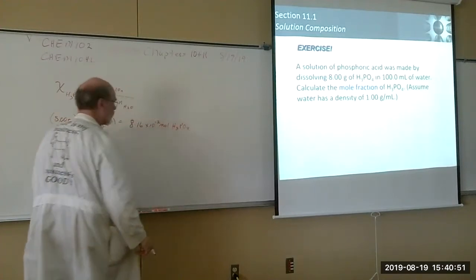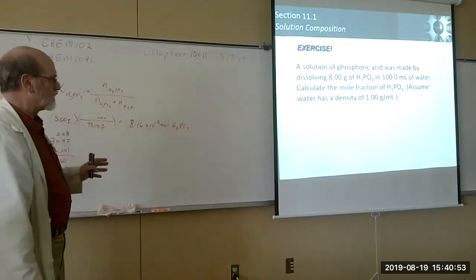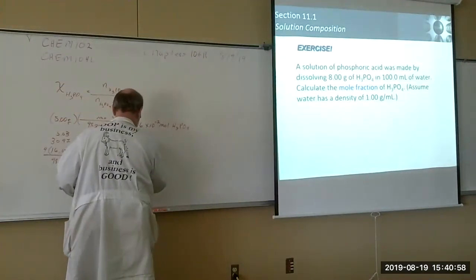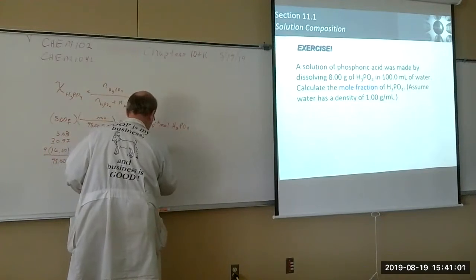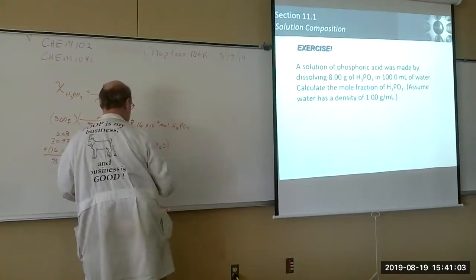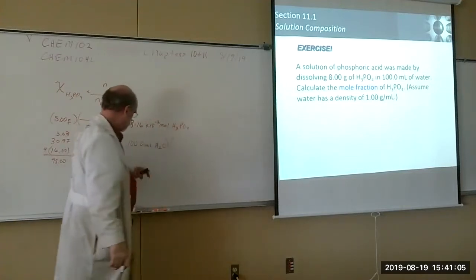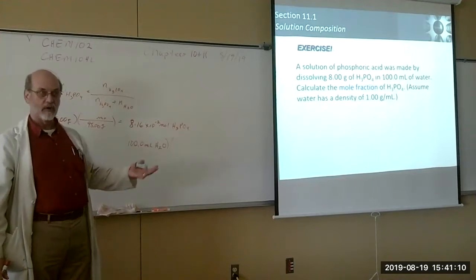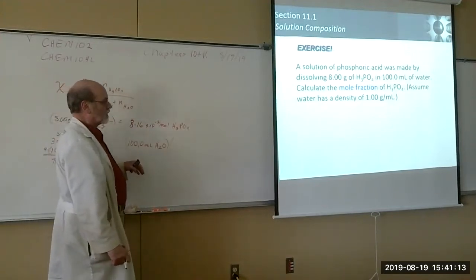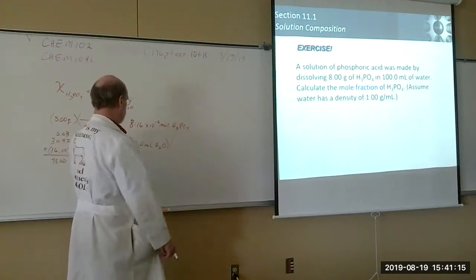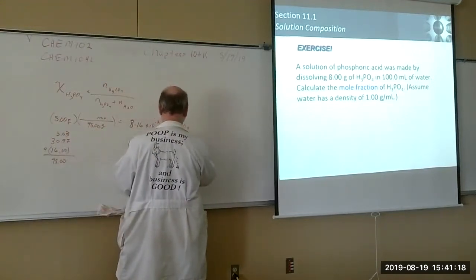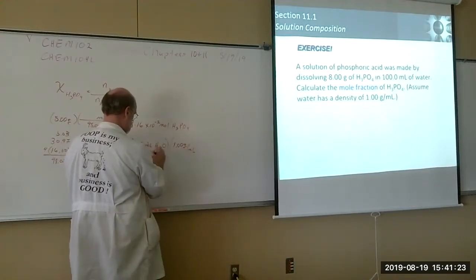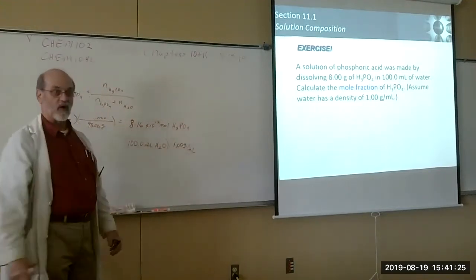Now we need the moles of water. So we've got 100 milliliters of water. We need to convert that to moles of water. So we need to know the mass of the water before we can convert it to moles, right? Using the molar mass of water. So the density they're saying is 1 gram per mil. We're assuming that. So 1 gram per mil gives us 100 grams of water.